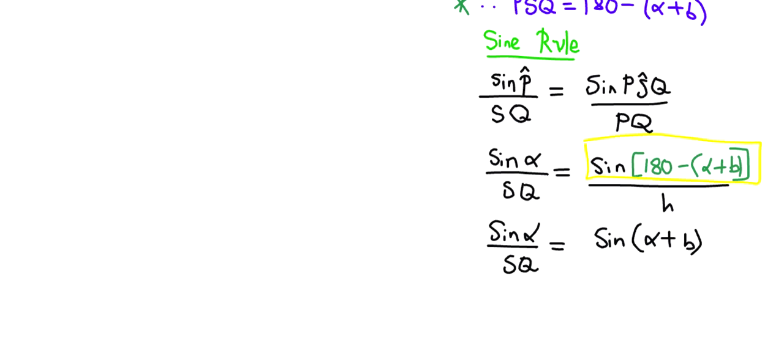Remember, this is All Students Take Coffee, right? According to the Cartesian plane, here we have 180. And when you say sine of 180 minus, it's clockwise, we are on the second quadrant. On the second quadrant, sine is positive. That's why we have sine of alpha plus beta, right? And with regards to that, we're going to divide by h.